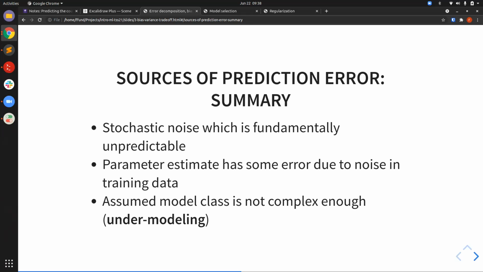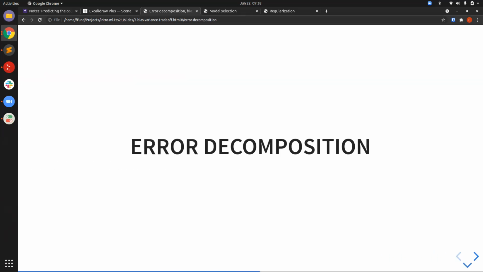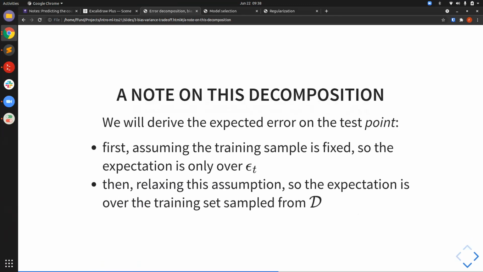Okay. Now, although those are sources of prediction error, let's see if we can kind of formalize this discussion, so quantify how much of each type of error exists in our model. Okay. So this is what's known as the error decomposition for the mean squared error. Now, some notes here. You're going to see a lot of versions of this error decomposition. If you look at all the textbooks or if you look online, you can see a lot of different versions of it. And some of them kind of gloss over, let's say, what the expectation is over. Okay. So we're deriving the expected error for a test point.